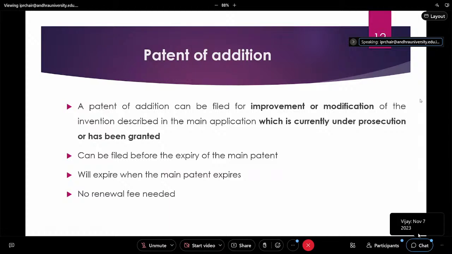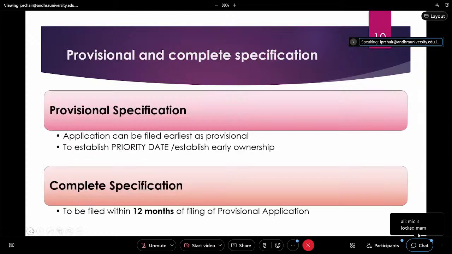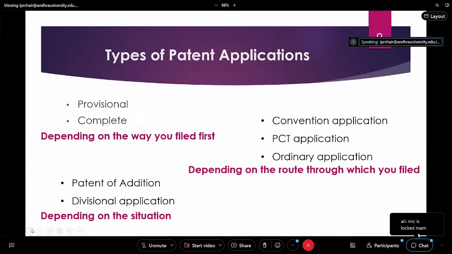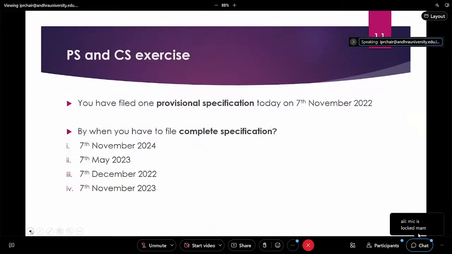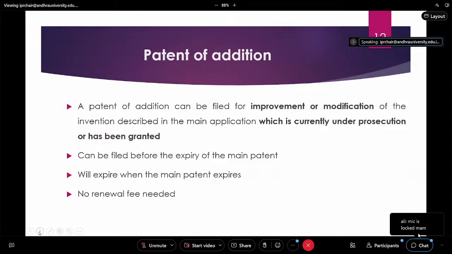So patent of addition, as I told you, here you see on your left, the below one, patent of addition and patent divisional application. We have already covered provisional and complete specification, then we covered this exercise. Now about patent of addition. A patent of addition can be filed for improvement or modification of the invention described in the main application, which is currently under prosecution or has been granted.